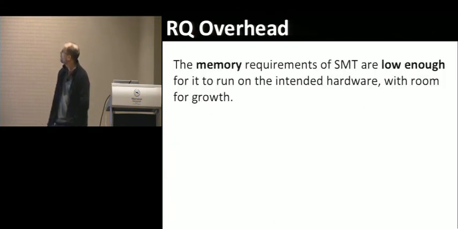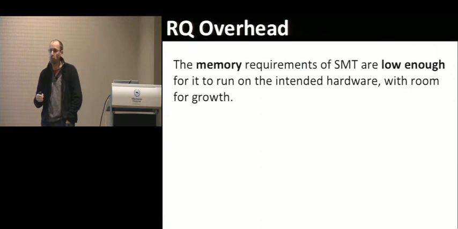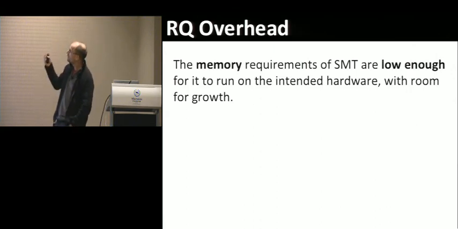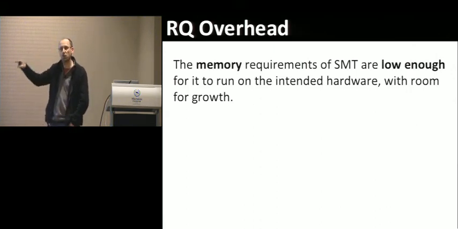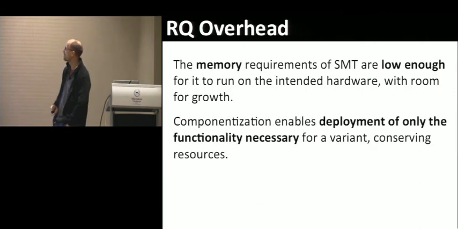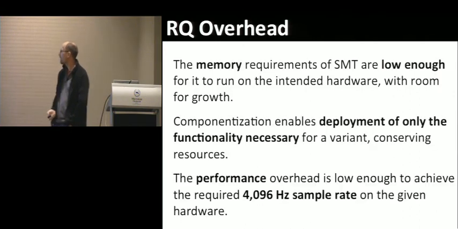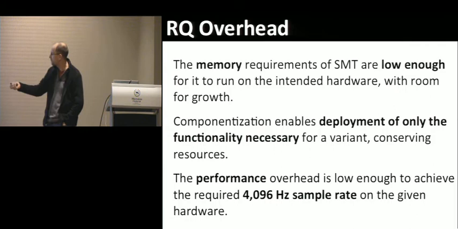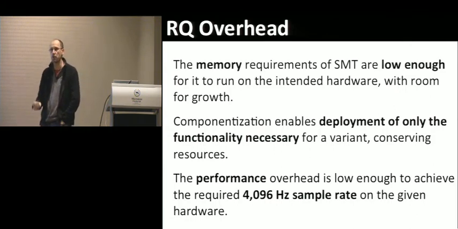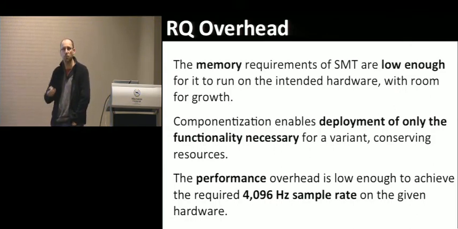Overhead. Again, we didn't compare it to a non-mbeddr implementation, but we were able to run the system on the hardware that was planned without knowing that it was to be built with mbeddr. So there wasn't too much overhead, otherwise we couldn't have run it on the intended hardware. And the performance was good enough to achieve the 4096 hertz sample rate. That's what we can seriously say. We couldn't compare.